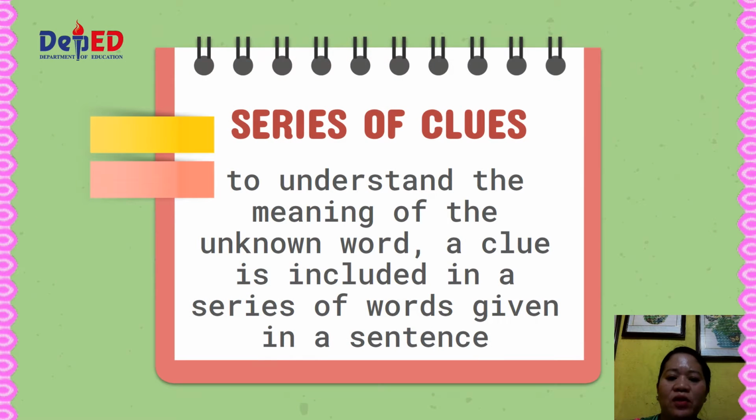The next type of context clues is series of clues. It means that to understand the meaning of the unknown word, a clue is included in a series of words given in a sentence.